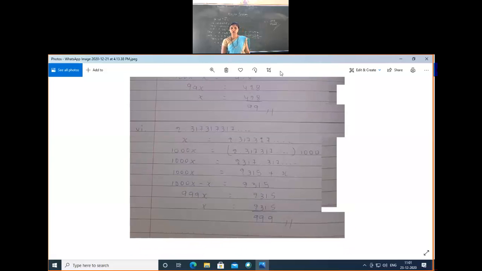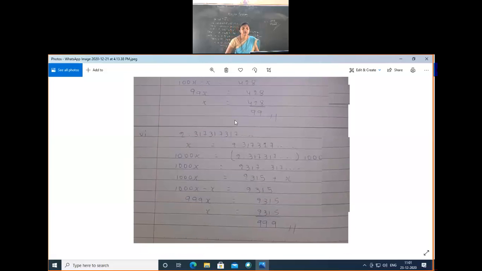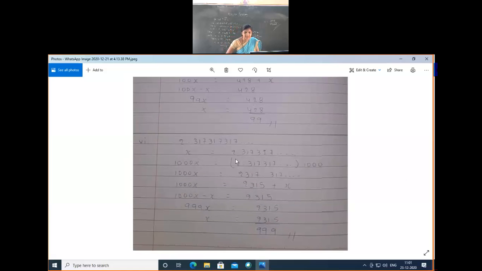Got the idea of this topic now, students? Yes. Now let us move on to the next problem. Let us see what happened here. 2.317, so on up to, in the sense repeating block 317, 317, 317. How many digits are there? Total 3 digits are there. In the sense we have to multiply this by 100 only. Okay, sorry, not 100, 1000, no?